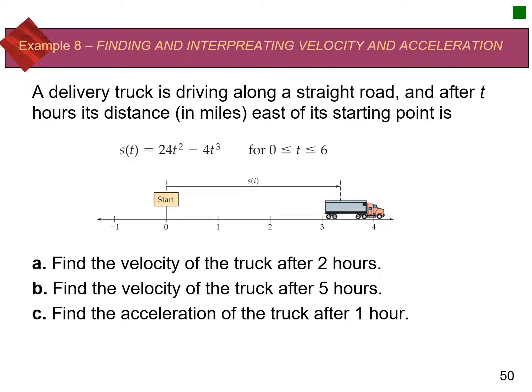For this example here, a delivery truck is driving along a straight road, and after t hours, its distance in miles east of a starting point is 24t squared minus 4t cubed, for t between 0 and 6, so for the first 6 hours it's following that function. In part 8, I want you to find the velocity of the truck after 2 hours, find the velocity of the truck after 5 hours, and then find the acceleration of the truck after 1 hour.